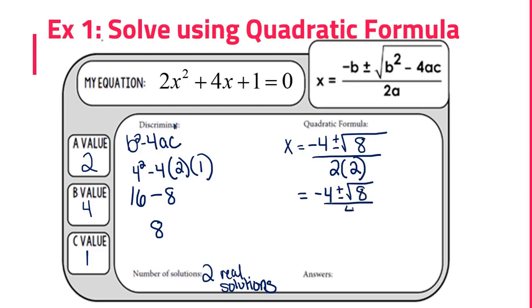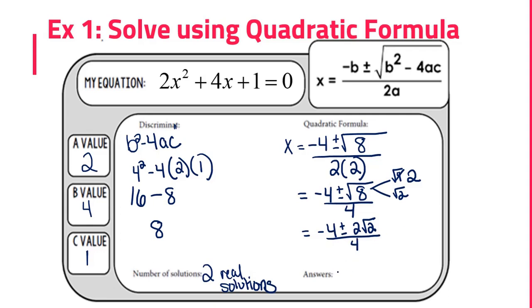8 all over 4. I'm going to simplify the square root of 8. I know that that is the square root of 4 times the square root of 2. Square root of 4 turns into a 2. So this is technically negative 4 plus or minus 2 square roots of 2 all over 4. And then I do need to simplify this.